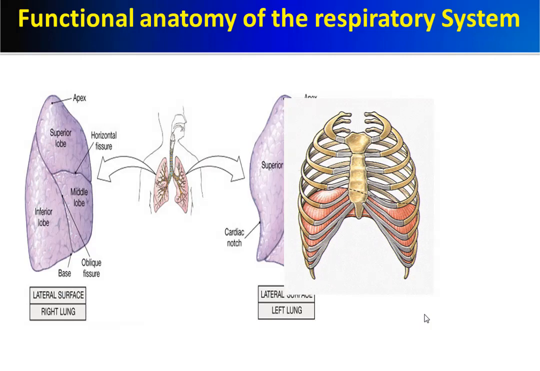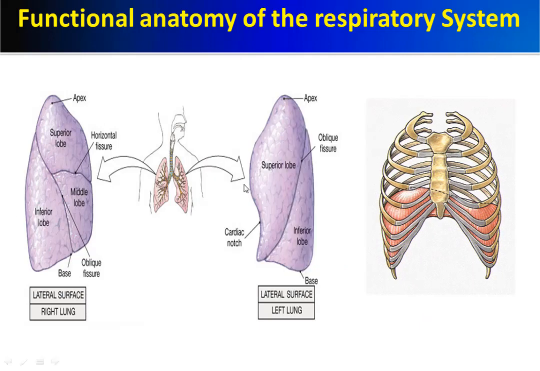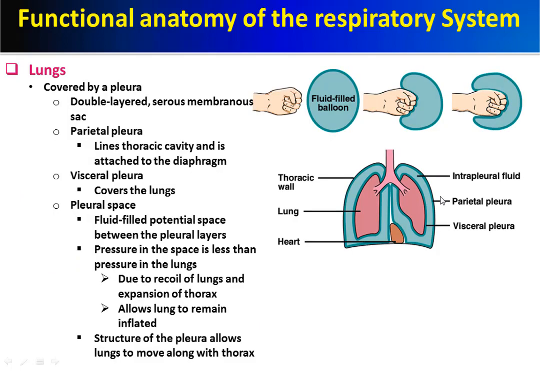Here we have the two lungs, and the anatomical description of the two lungs will be described in anatomy. This is the right lung, which is divided into three lobes: the superior lobe, the middle lobe, and the inferior lobe. And this is the left lung. We have the superior lobe and the inferior lobe, and this is the chest cage or the thoracic cage.